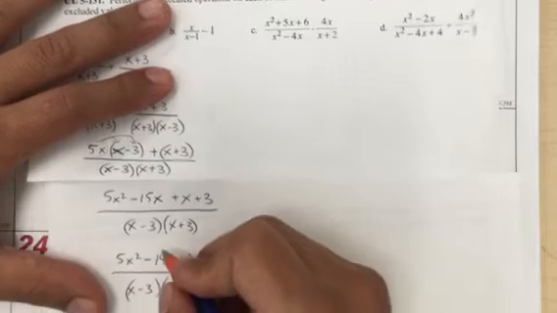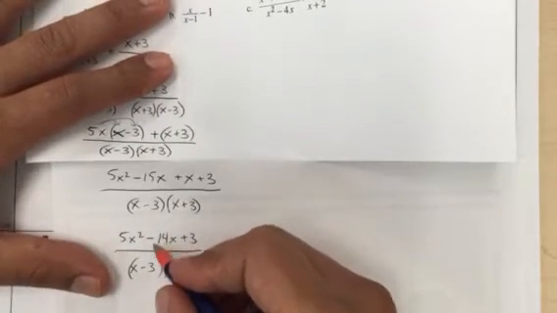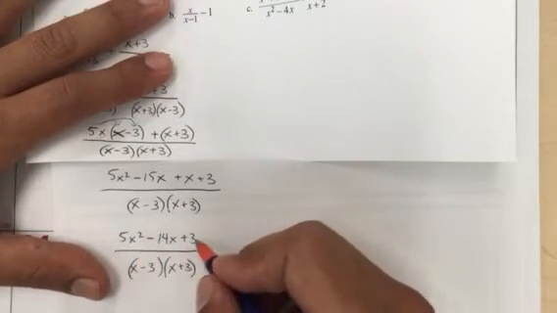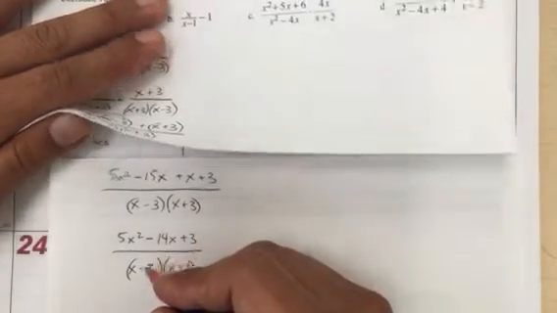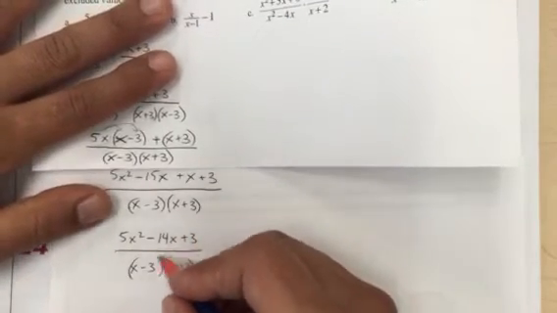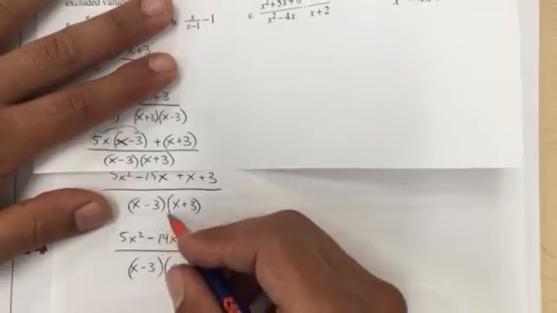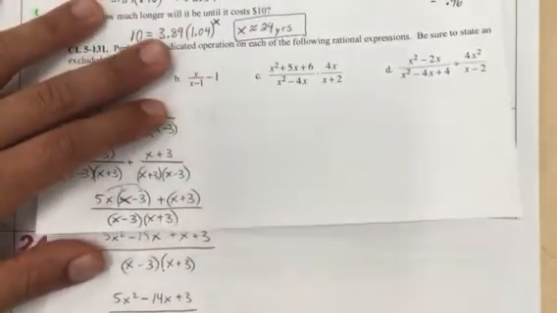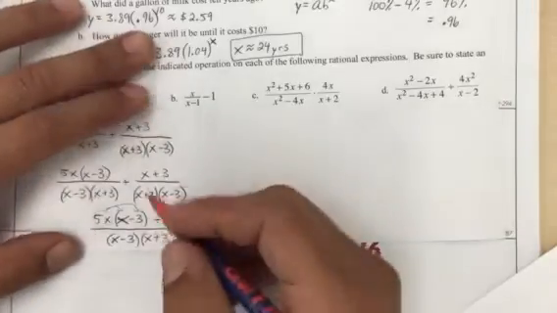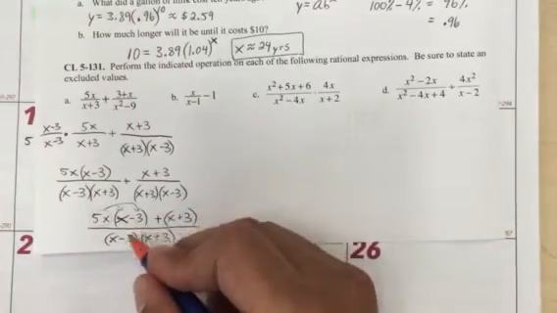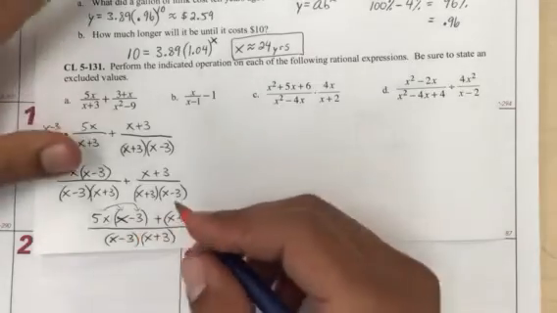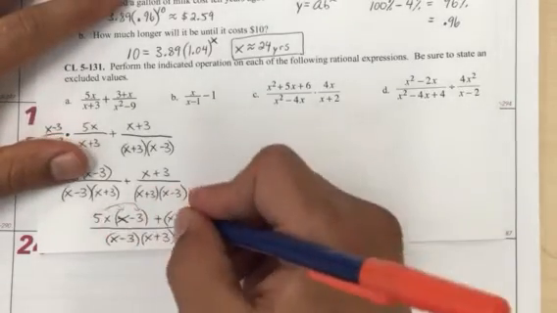And if I factor this, I can't factor out 5 from each of these. So for this one, it looks like we kind of hit a stopping point here. If we go back to this part right here, this is pretty much where we stop, because we can't simplify this anymore. We can't cancel out the x plus 3 or x minus 3. So this would be your final answer.